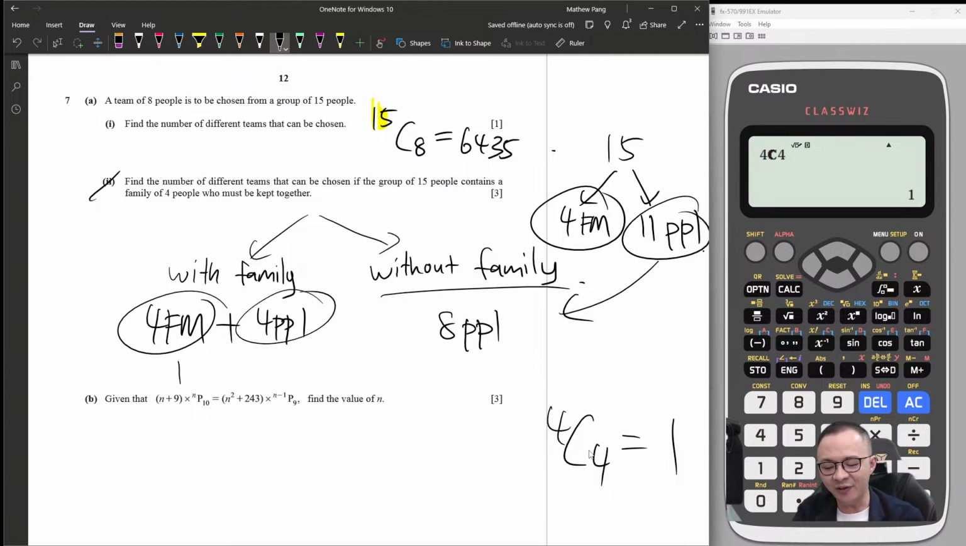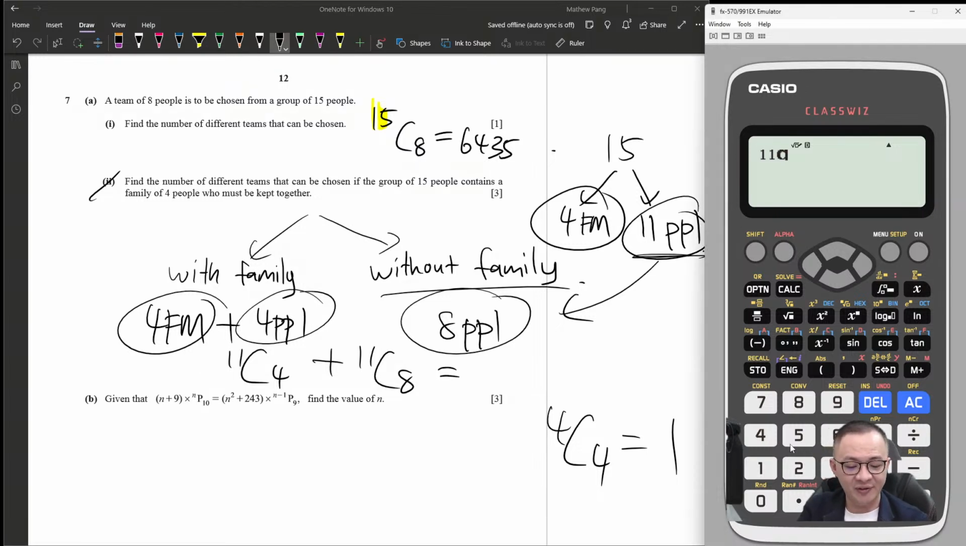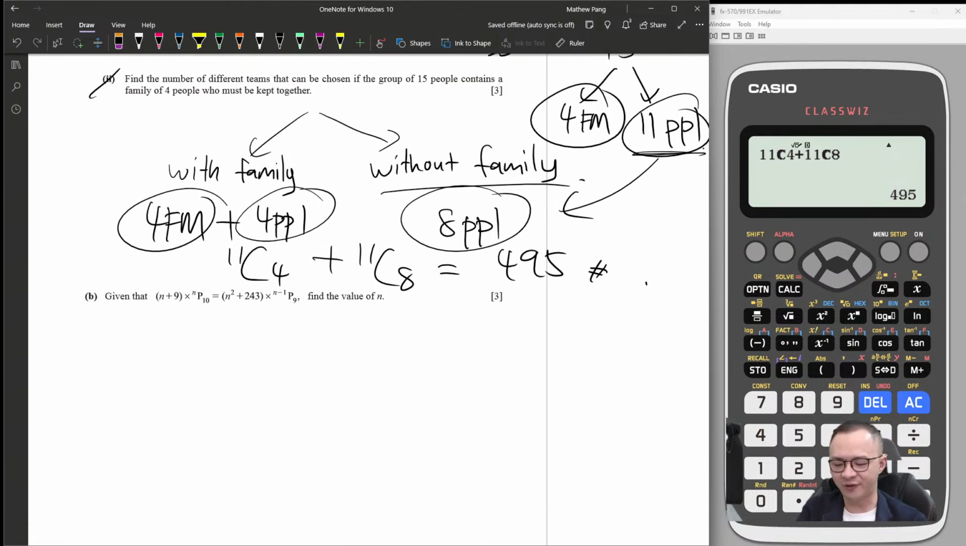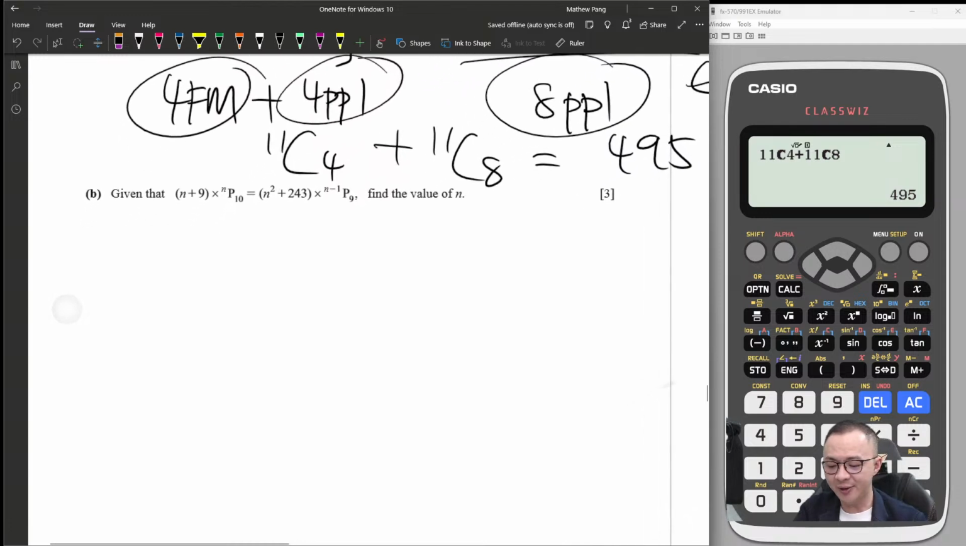And then I need another 4 people from the 11 people here. So multiply 11C4. For this one, I need 8 people from 11 people, because without the family. So 11C8. So multiply 1, normally I don't write it. So I just do something like this: 11C4 plus 11C8. 495. Done. Okay, so as long as you know how to choose this kind of family members, it should be quite easy.